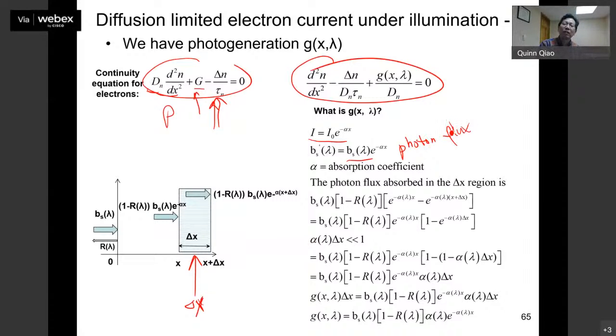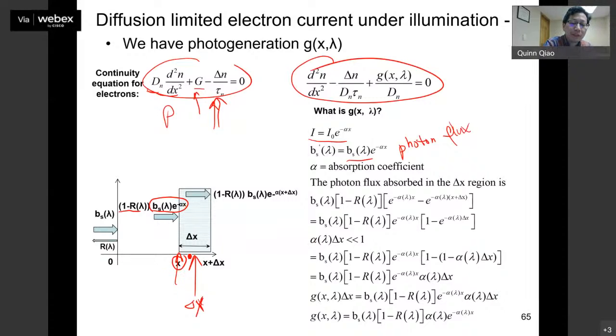That's the photon flux. So the photon flux is the same thing. It's the number of photons per centimeter square per second, okay? That's also multiplied by e to the power minus alpha x. With that, you can see that when my photons come into the film, there's reflection R, right? So what I get inside will be 1 minus R, and then multiplied by what? Then this, the Bs lambda, e to the power minus alpha x, because here's x, look at that, here's x.